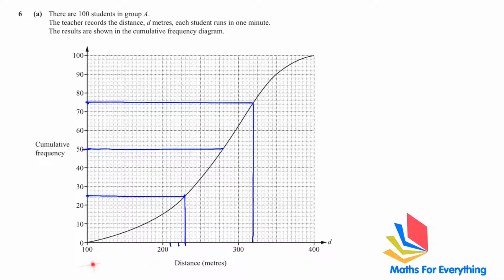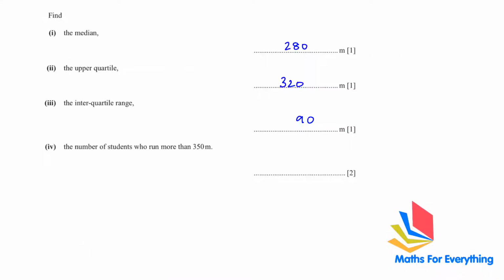Now we have to look at the distance. 350 is here. So we'll draw a line from 350 touching the graph, and then we'll find the corresponding cumulative frequency. That's 90. So these are the number of students that run more than 350 meters. So that is 100 minus 90. That will give us 10. So 10 students run more than 350 meters.